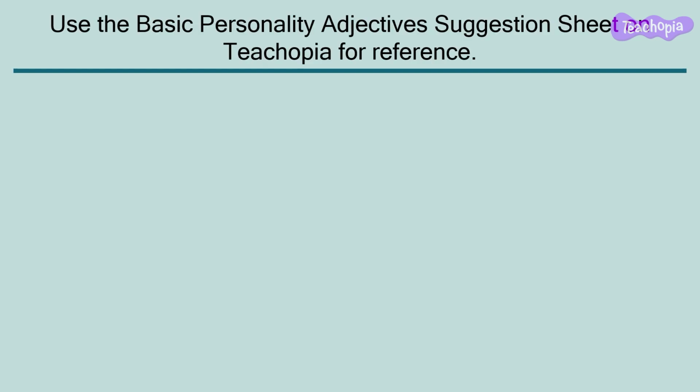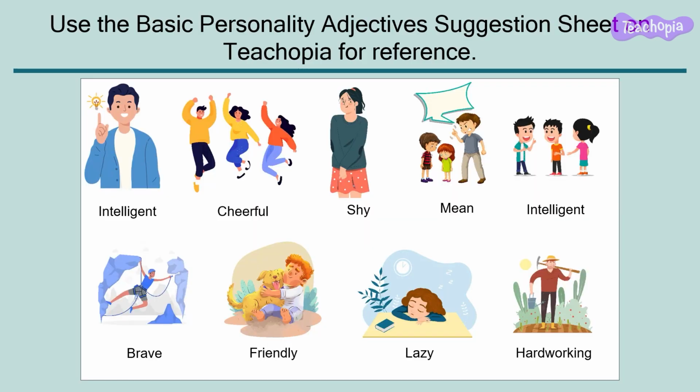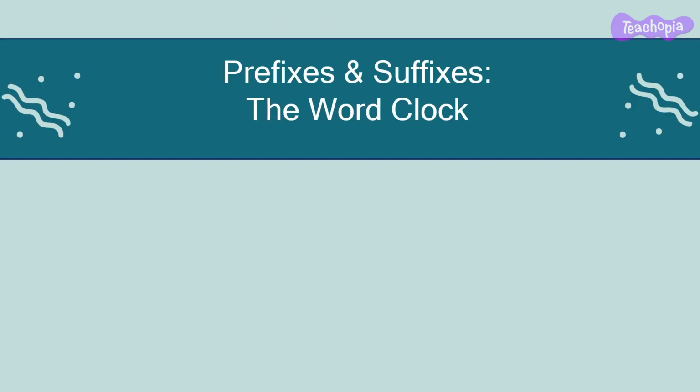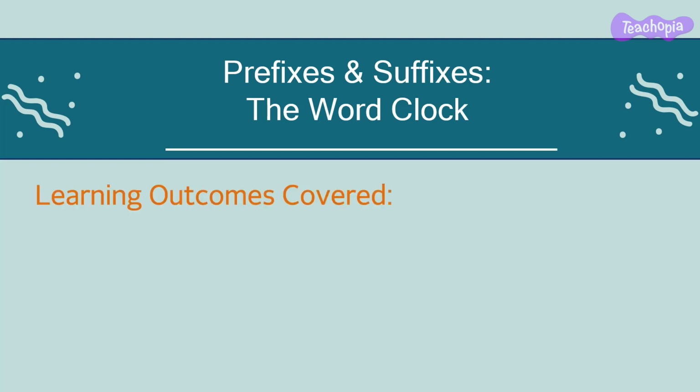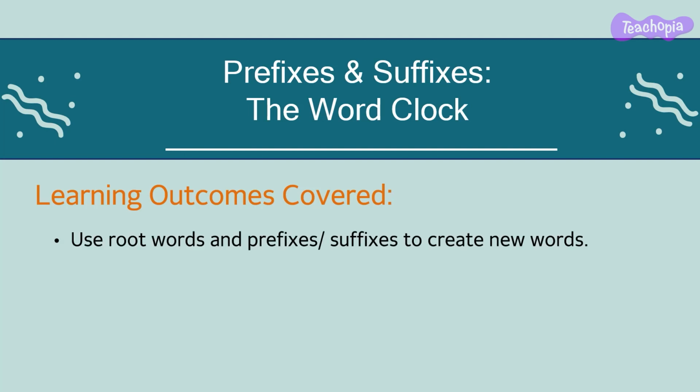You can help learners learn different kinds of personality adjectives by using the personality adjectives suggestion sheet on Teachopia for reference. Now, let's move on to the next grammar concept, prefixes and suffixes. To understand these concepts, we will use an activity called the word clock. Using this activity, we will try to achieve the following learning outcome. Uses root words and prefixes and suffixes to create new words.